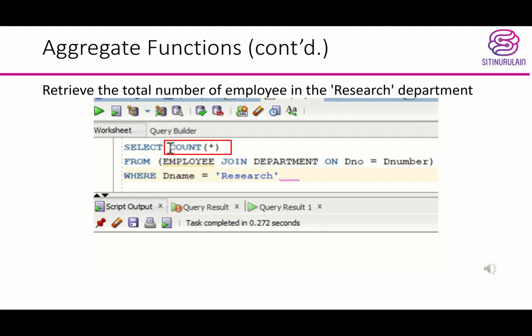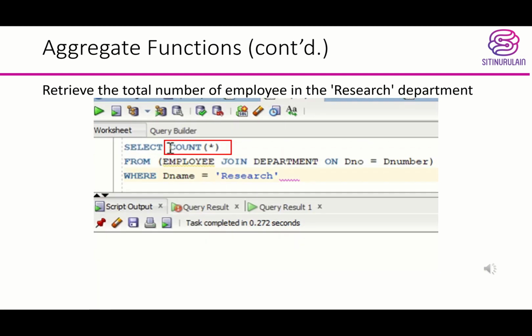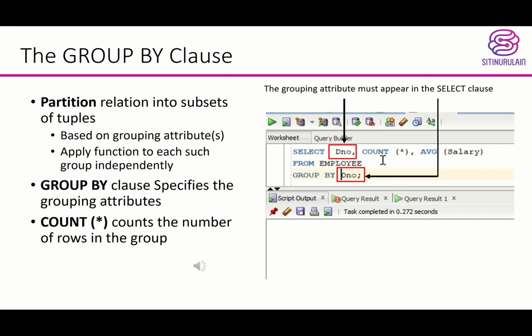The slide shows an example of a query to retrieve the total number of employees in the research department using the count function. The group by clause partitions a relation into subsets of tuples based on grouping attributes, and applies the function to each such group independently. The group by clause specifies the grouping attributes. The count(*) function counts the number of rows in the group.